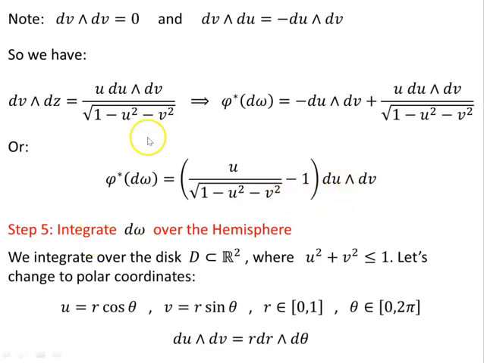Okay, now next step, so that's the pullback here. So we integrate d omega over the hemisphere, so we integrate over the disk D contained in R^2, where u squared plus v squared is less than or equal to 1. So we'll change that to polar coordinates: u is r cos theta, v is r sin theta, r is 0 to 1, the unit disk, theta is 0 to 2 pi, and du wedge dv becomes r dr wedge d theta. I've covered that in a previous video on polar coordinates.